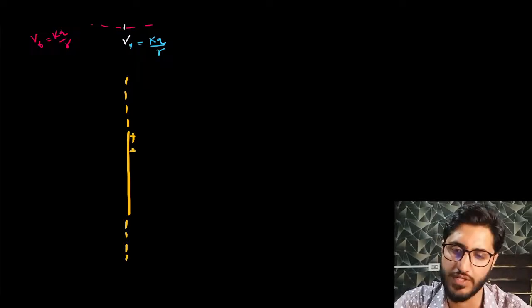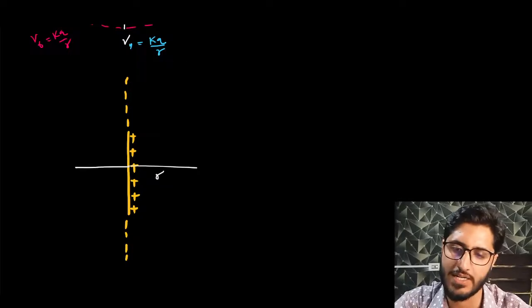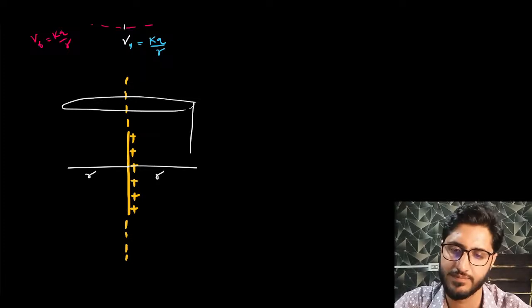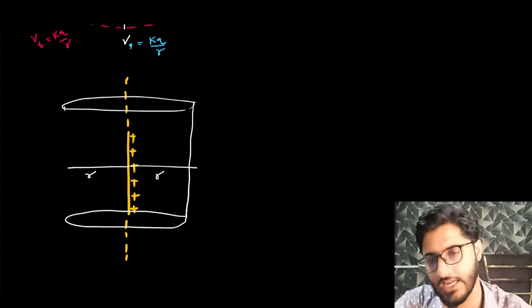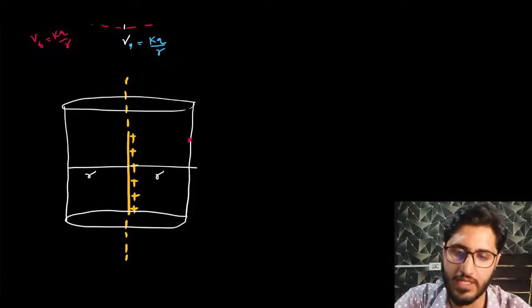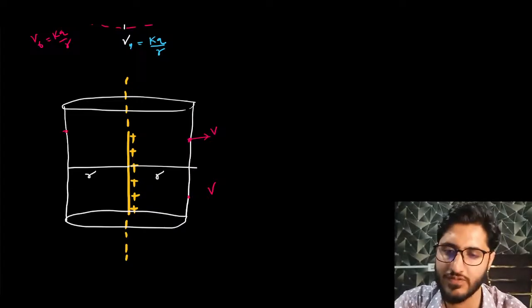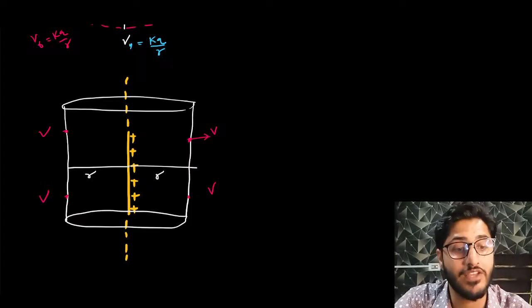Okay, this one has a positive charge on it. If I go r distance here, r distance here, or r distance here, its surface will look like a cylinder. That means at equal distance, the potential is equal. Here the potential is V, here V, here V, here V. So this particular surface, the white one, is an equipotential surface.